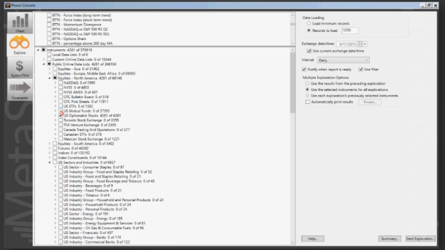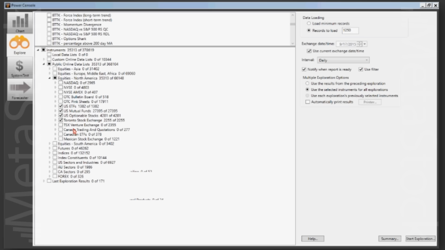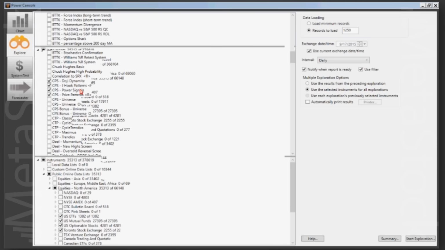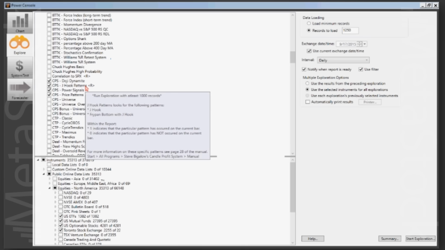If you want to run a bunch of scans against a bunch of different stuff here, you just check mark the categories that you want, and MetaStock will go in and it'll find the patterns that you've looked for against those scans. Very, very easy to do. Okay, so let me show you. Usually, it doesn't take very long to go through all of the markets. It's usually a few minutes per exploration. But I've already run it, so I'm going to show you just basically what the report's like and how to read that.